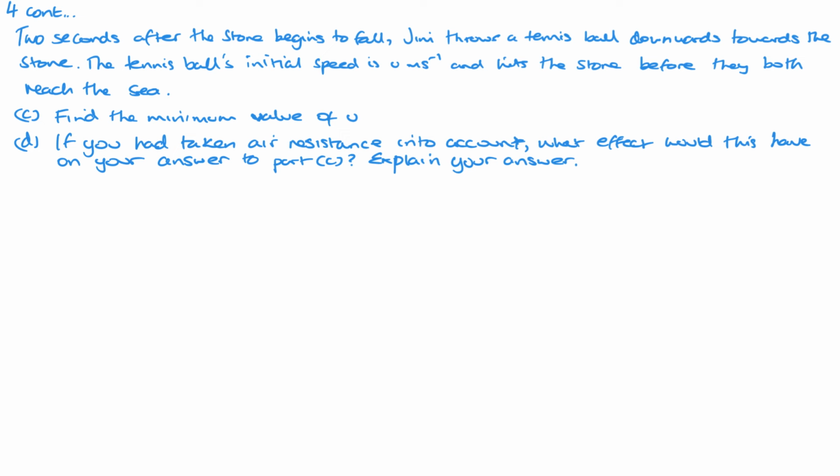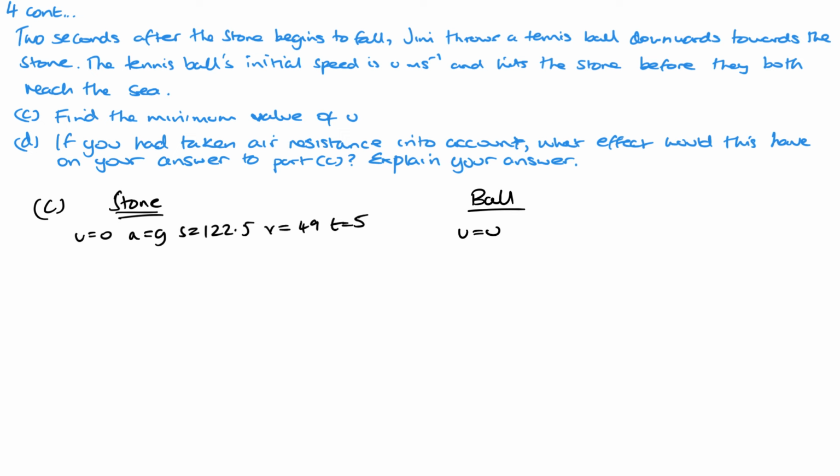So if I'm thinking of now for part C, we know the information of the stone. So I'll put that down here. And that's based on it just about to hit the sea, isn't it? And then if we think of the tennis ball, well, u is u, that's what we're told. a is g. It starts 2 seconds after the stone, so for this one, it must get there in 3 seconds if it's going to hit it just before it enters. Obviously, we don't know v. Oh, and we know the height, don't we? 122.5, because that's got to be the same distance there.